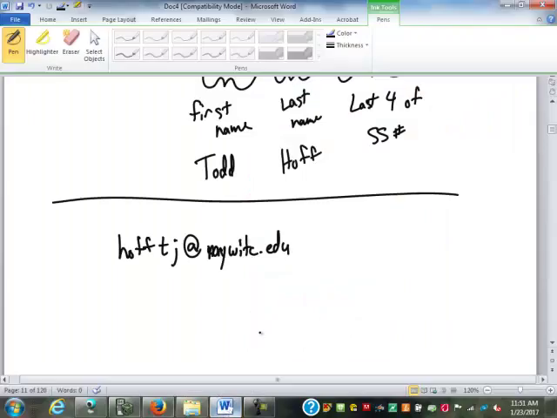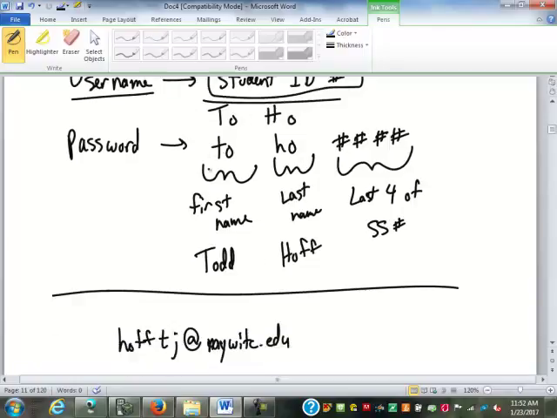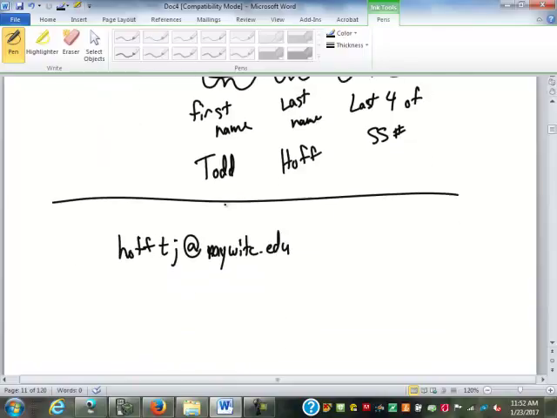All we did was go over what your usernames and passwords look like. Your username is just your student ID number. If they haven't given you that yet, ask your advisor there for it, and they should have it for you. Your password is the first two letters of your first name. Sometimes the first letter is capitalized, sometimes it's not. Then the first two letters of your last name, again sometimes capitalized, sometimes not. Then the last four digits of your social security number. If you have any problem with that, let us know and we'll help you figure it out. Your email address is usually your last name, then your first and middle initials, and then at mywitc.edu.